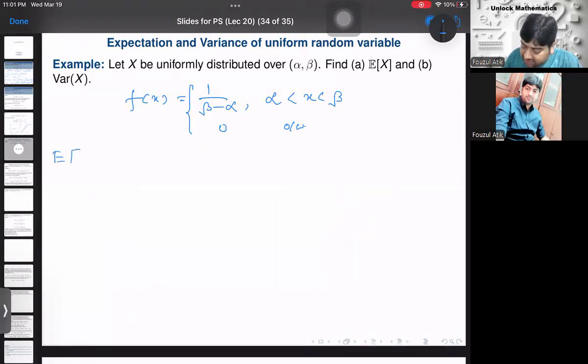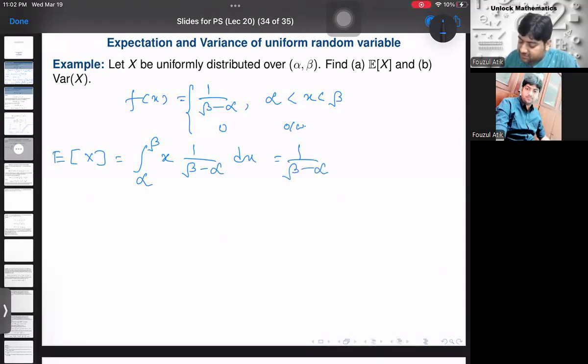So what is the expected value? Very easy. E of x is the integral only between alpha and beta, because at other places it is 0, of x into f of x dx. The f of x value is 1 by beta minus alpha, so 1 by beta minus alpha will be outside, and the integral of x dx is x square by 2, with limits alpha to beta. Therefore this is beta square minus alpha square divided by 2 into beta minus alpha. If you simplify, you will get beta plus alpha divided by 2.